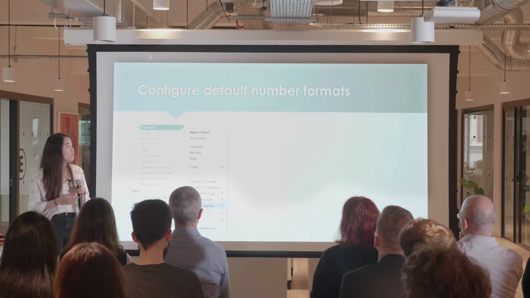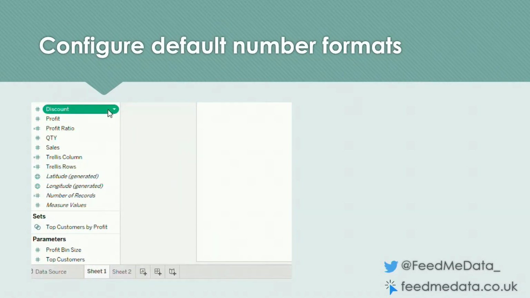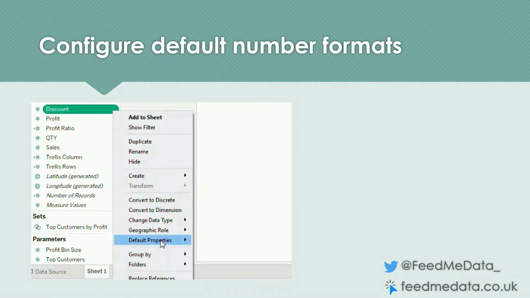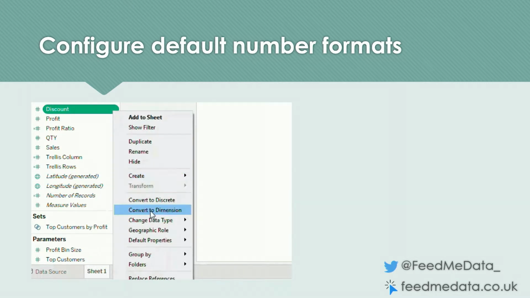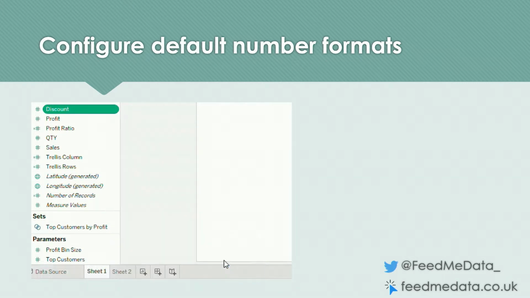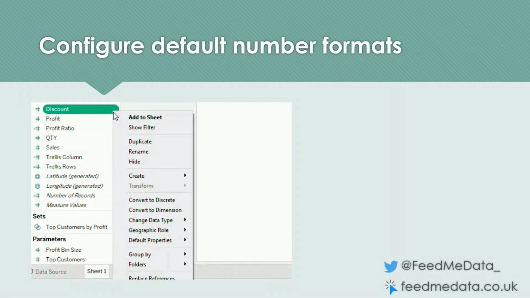Configure your default number formats. A good example of this is discount in Sample Superstore, where it's not immediately obvious whether the number is already a percentage or if it's a decimal that you need to turn into a percentage. And someone who isn't paying attention when they use your workbook might make a mistake and might end up coming to the wrong conclusions based on the wrong numbers. So just avoid all that confusion and configure your default number formats. So if it's a percentage, make it a percentage.